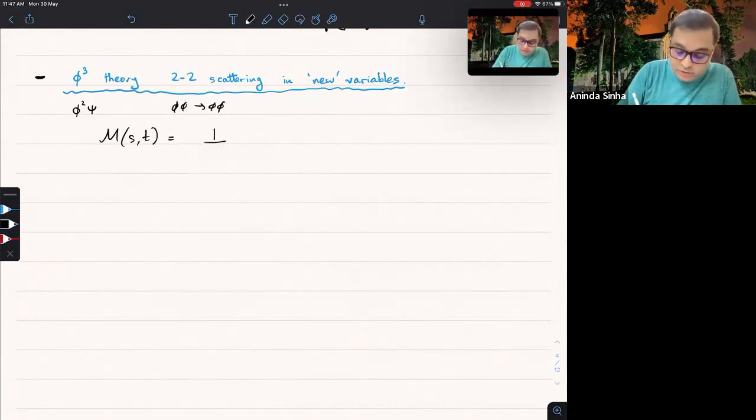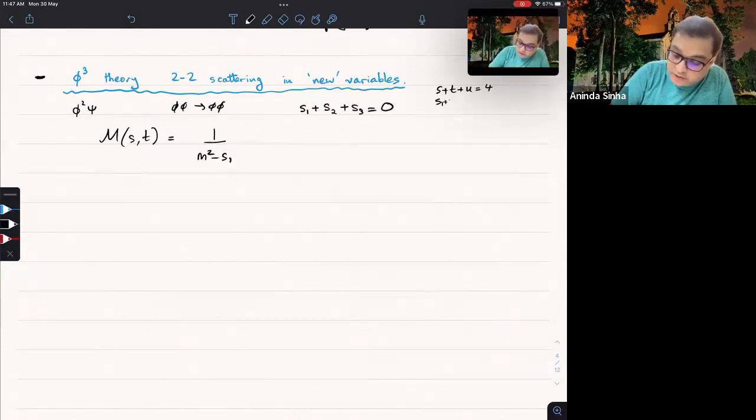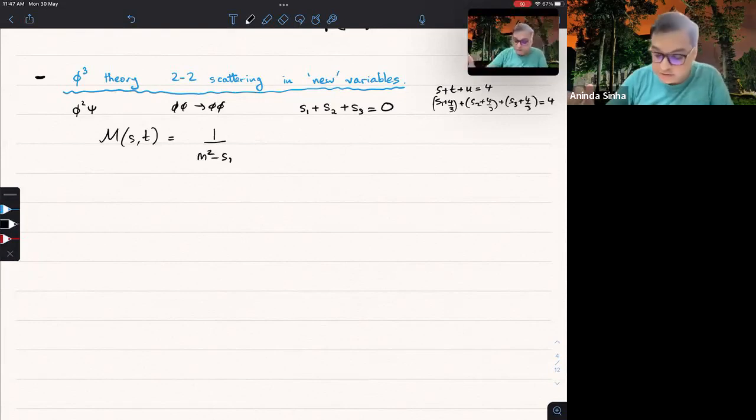So this is going to be equal to m square minus s1. Here s1, s2, s3 are the Mandelstam variables. And because the external particles are massless, I'm going to simply have s1 plus s2 plus s3 equal to 0. If you wanted to work with pure phi cube, then you just have to shift. So if you wanted to work with s plus t plus u equals 4, then you would just write s equals s1 plus 4 by 3, t equals s2 plus 4 by 3, and u equals s3 plus 4 by 3. And so s1 plus s2 plus s3 is still equal to 0.